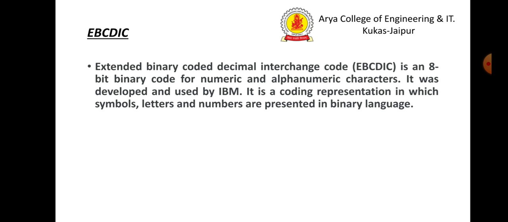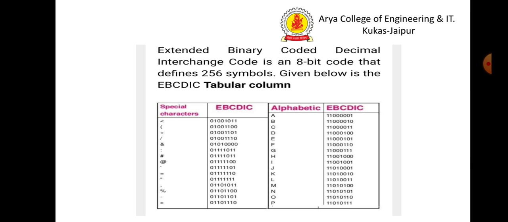Now, the EBCDIC code. EBCDIC is the Extended Binary Coded Decimal Interchange Code. It is an 8-bit binary code for all characters, numerals and special characters. Or we can say a binary code for numeric and alphanumeric characters. It was initially designed and used by IBM. Here is a table for each character. There is an 8-bit code.